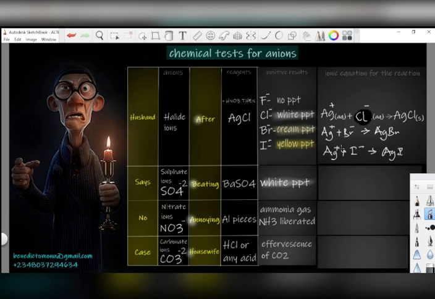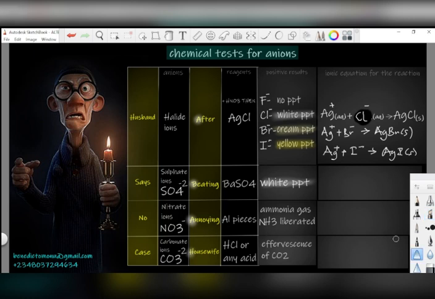And all of these ions are aqueous. But these precipitates that are white, cream, and yellow are solids. It's important. Now, we move to the sulfate ion, which is the next.